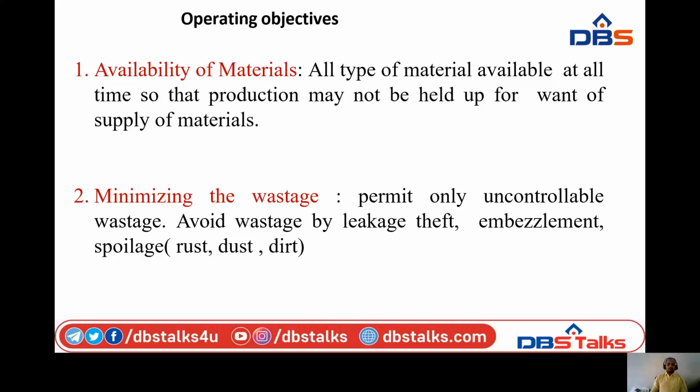What is our objective to maintain the inventory? Let us see. First one is availability of raw material. That means availability of materials. Materials here means not only a physical component of raw material. It includes the machinery or men or labor or materials. These are all under the materials. So all types of materials should be available at all times so that the production may not be held up for want of supply of material.